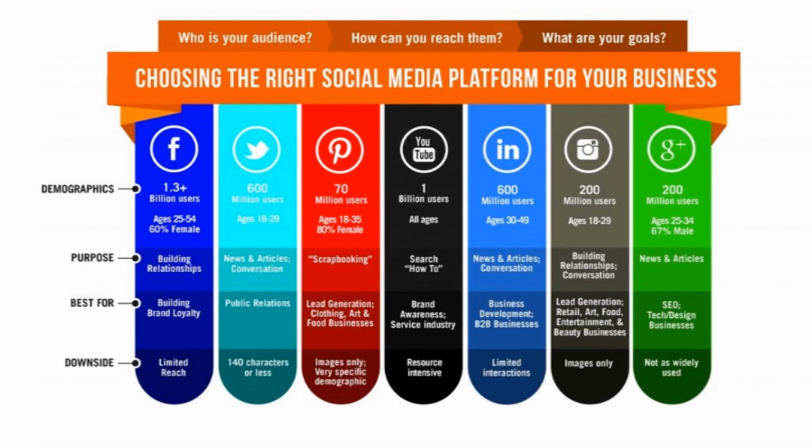Now if you look at this data here, it helps you understand what social media networks to focus on. You can see that Facebook is best for building brand loyalty, and Twitter is best for public relations, and Pinterest is best for lead generation. That's for clothing, art, and food businesses. If you look at LinkedIn over here, it's telling us it is best for business development and B2B businesses. So having an understanding of demographics, the purpose of these networks, who each is best for, and the downsides helps you make the right decision of what social media networks to focus on for the brand you're working with.